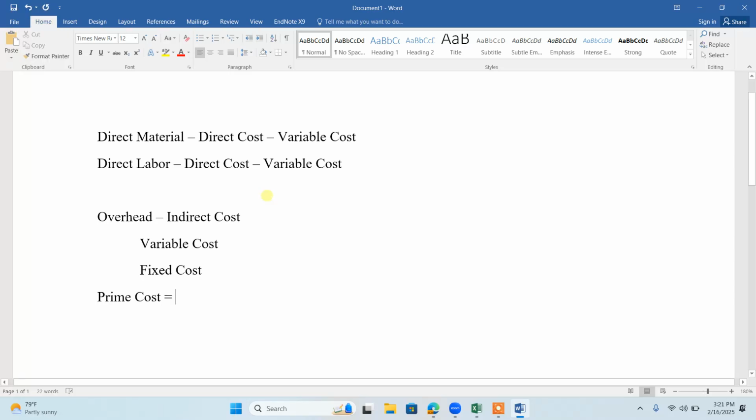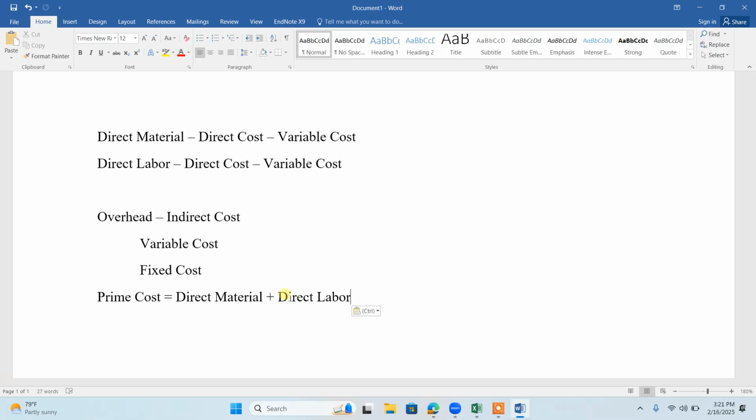Here, as I told you, these two are the direct costs involved in the product. So prime cost is equal to direct material cost plus direct labor cost. Once we find the direct material cost and then the direct labor cost, we simply add them and the answer which we get is the prime cost, or we can say the total direct cost.